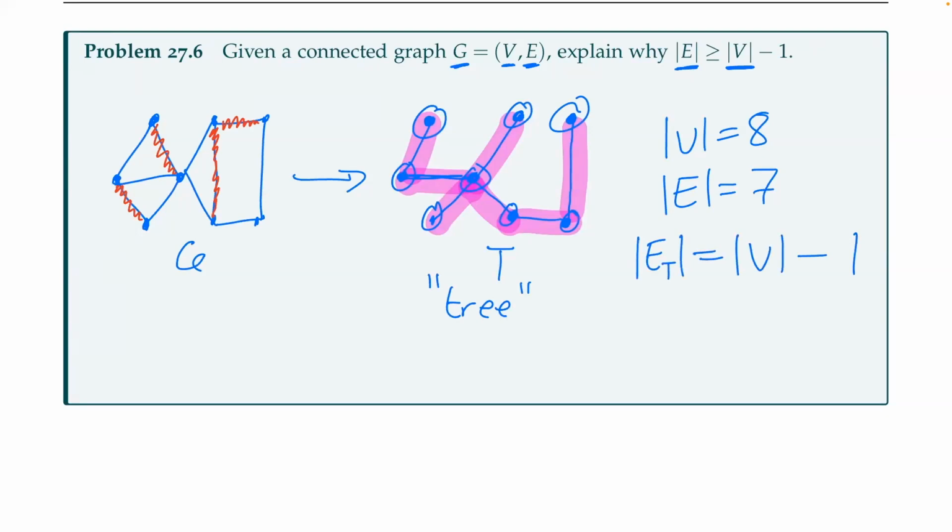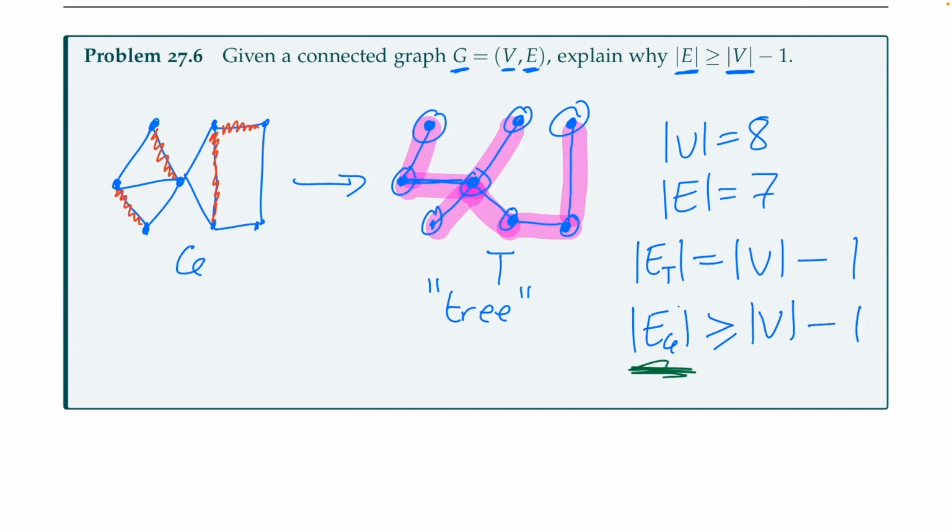And remember that tree we obtained by just removing edges from our graph G. So for a general graph G, the number of edges is always going to be greater than or equal to the number of vertices minus 1. Because going back in the other direction to get G, I'm adding these edges in, so the number of edges on the left-hand side has to be increasing. So that's why if we've got a connected graph, the number of edges always has to be greater than or equal to the number of vertices minus 1.